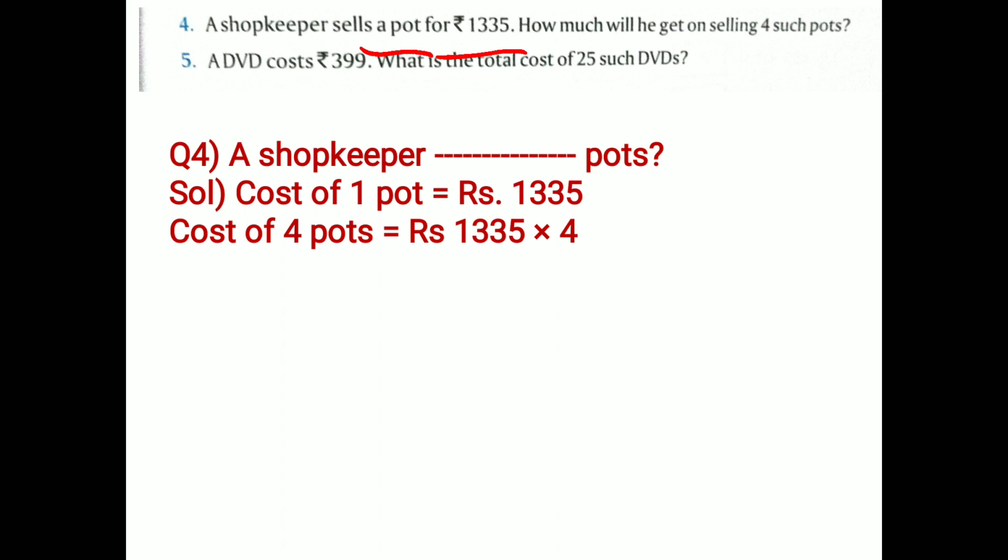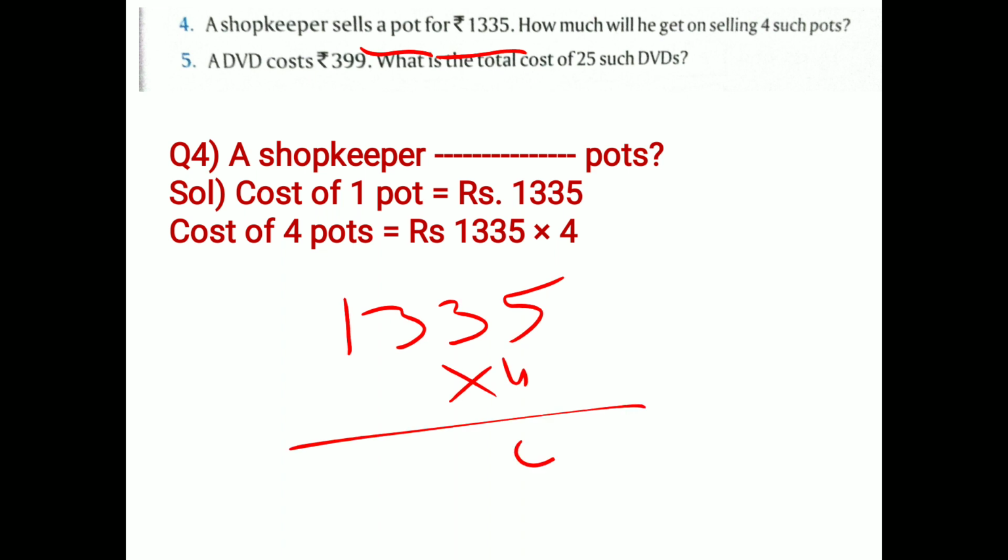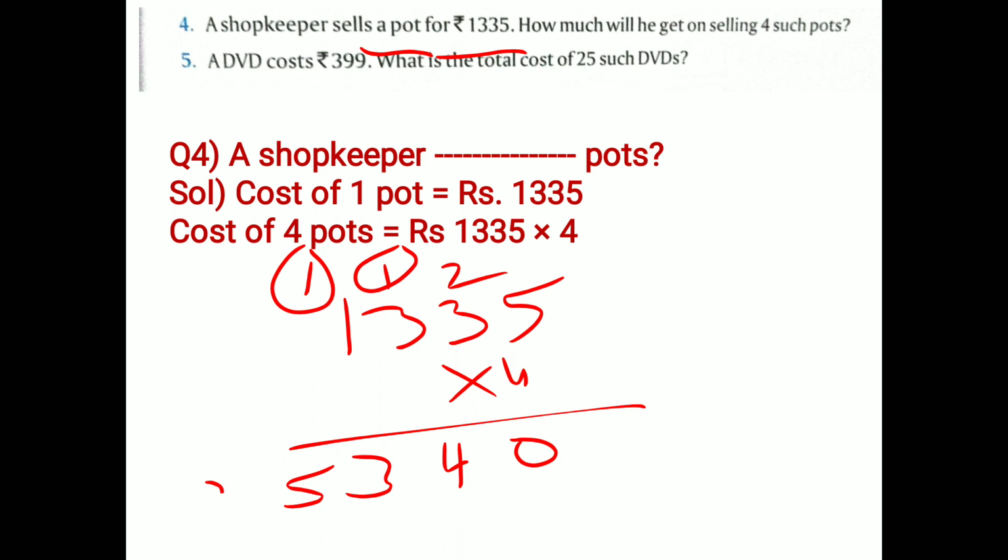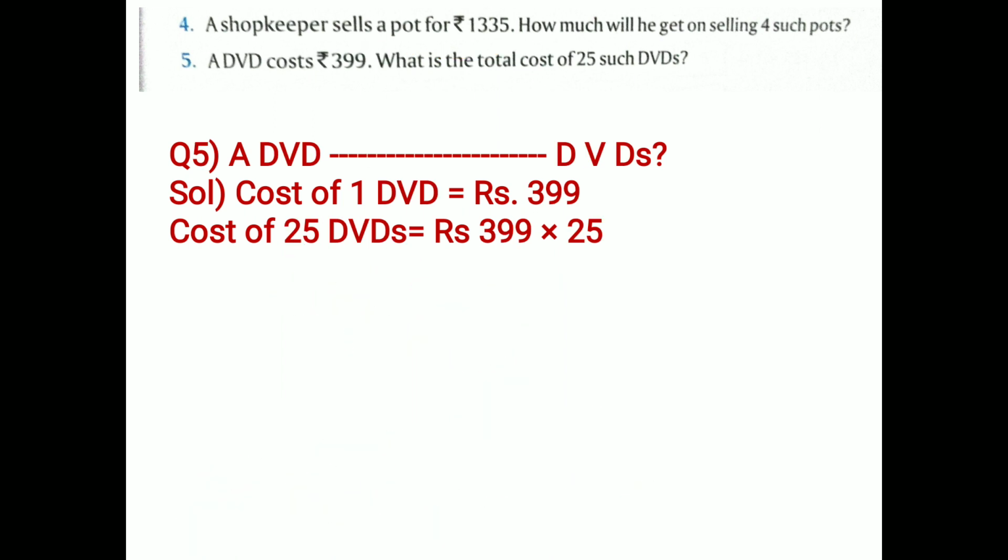So you write: cost of one pot is rupees 1335. Cost of 4 pots is 1335 into 4. You have to multiply them with 4. 4 5s are 20. 4 3s are 12, 13, 14. 4 3s are 12 plus 1. It will be 13. 1 up. 4 1s are 4 plus 1, 5. So the answer will be, you have to write the rupee sign in the starting, and the answer will be 5340. Clear? Now we do question 5.